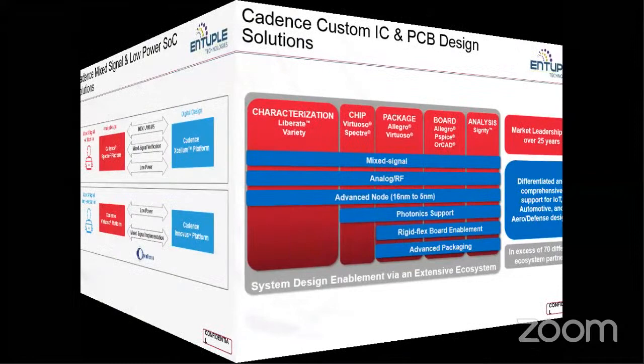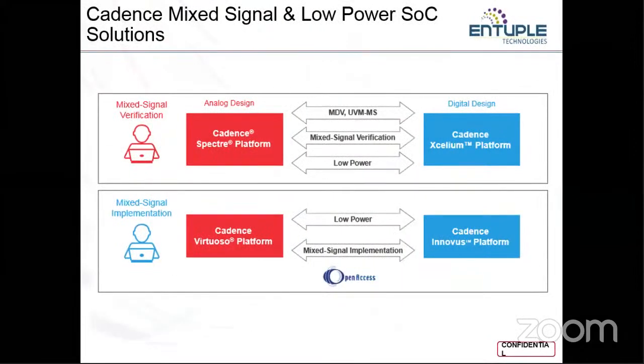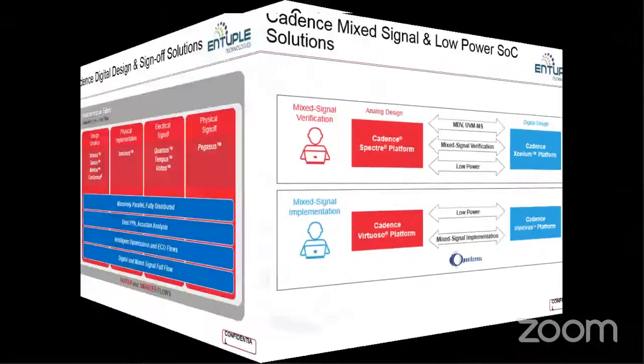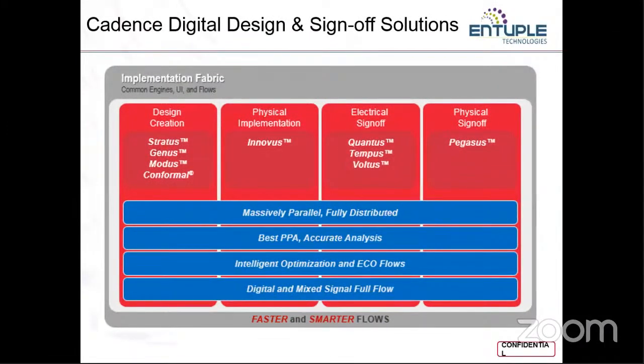So the next type of solutions are mixed signal and low power SoC solutions. Before we come here, let us have a look at the digital design and sign off solutions. In case of digital design solutions, the entry will be in the form of programs, and any type of HDL language is supported. For example, you have a hand-picked number of HDL options like Verilog, VHDL, System Verilog, or System C. So the design entry can be using any one of these hardware description languages.